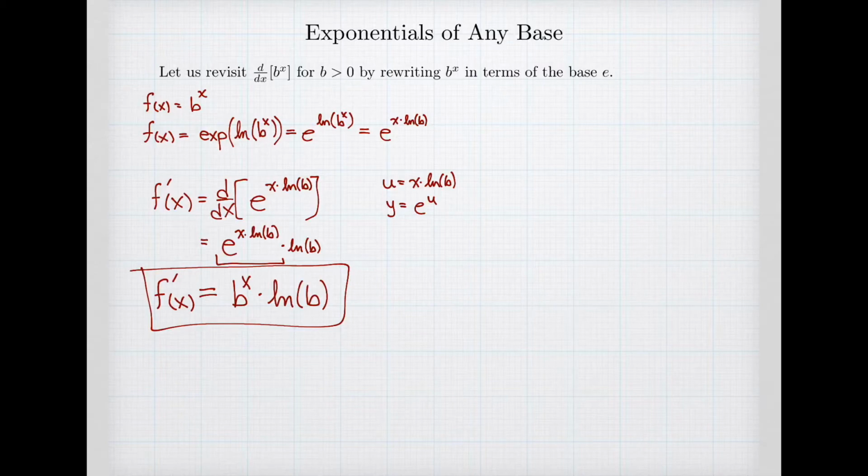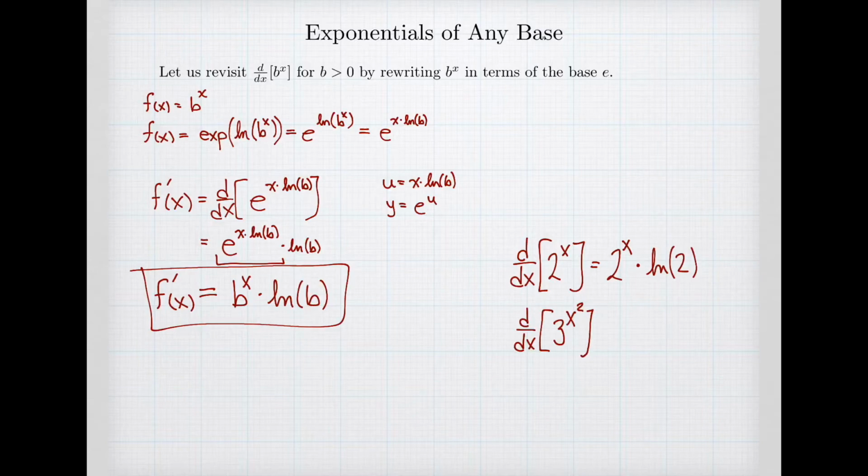So some quick examples. If I took the derivative of 2 to the x, the derivative rule says it's the same exponential, 2 to the x, times the natural log of the base. If I wanted the derivative of, let's do, 3 to the x squared, I have a chain. The inside function is x squared. The outside function is 3 to the u. And so the derivative of 3 to the u is 3 to the u times the natural log of the base. And then the chain rule, I multiply by the derivative of the inside function, 2x.